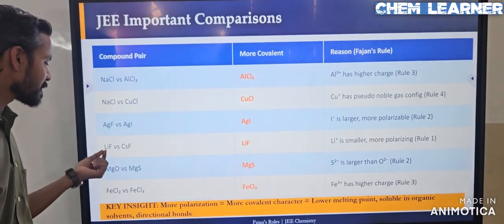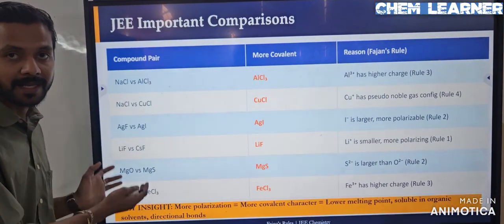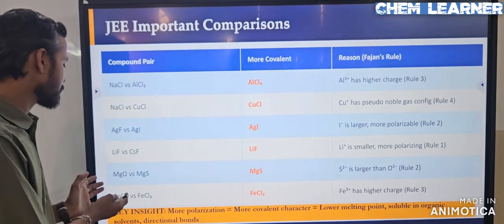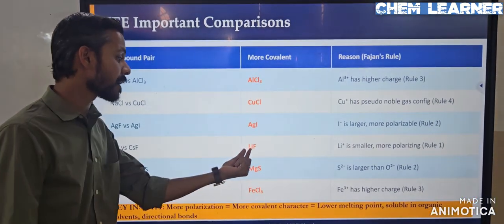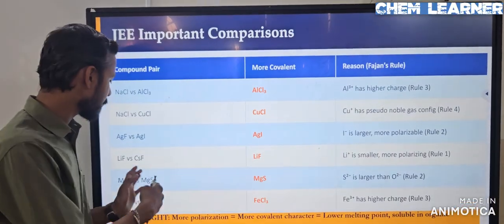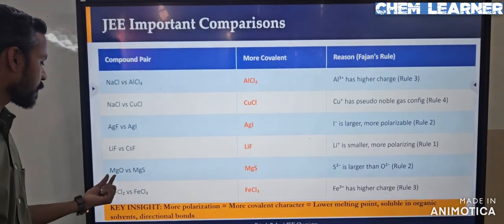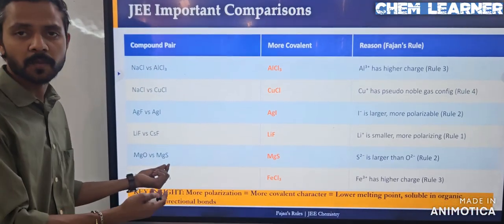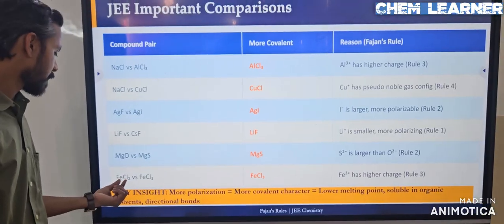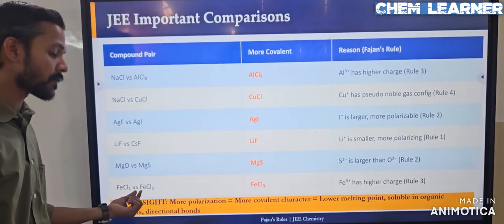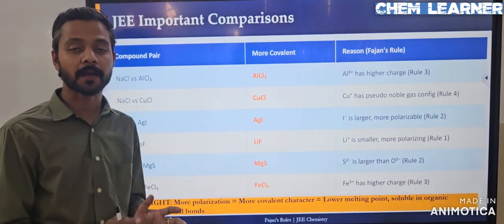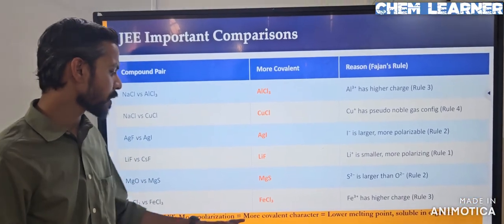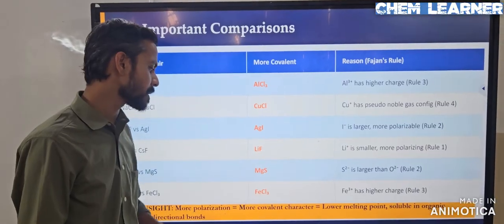Li is smaller in size, so Li has higher polarizing power, and in that case LiF will be more covalent in comparison to CsF. If we are moving toward MgO and MgS, similarly, S2- has a bigger size. Then in the case of FeCl2 and FeCl3, Fe3+ has a smaller size in comparison to Fe2+. So FeCl3 will be covalent, MgS will be covalent.